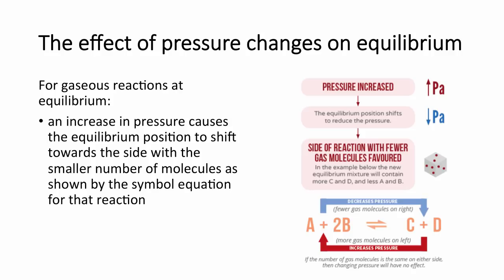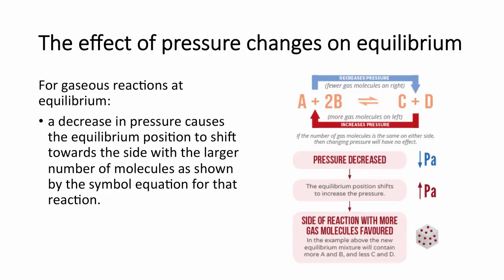The effect of pressure changes on equilibrium. For gaseous reactions at equilibrium, an increase in pressure causes the equilibrium position to shift towards the side with the smaller number of molecules, as shown in the symbol equation for that reaction. So if we increase the pressure, the equilibrium will oppose the change to decrease the pressure, and that will favour the side with the fewest number of moles of gas. A decrease in pressure will cause the equilibrium position to shift towards the side with the larger number of moles of gas.